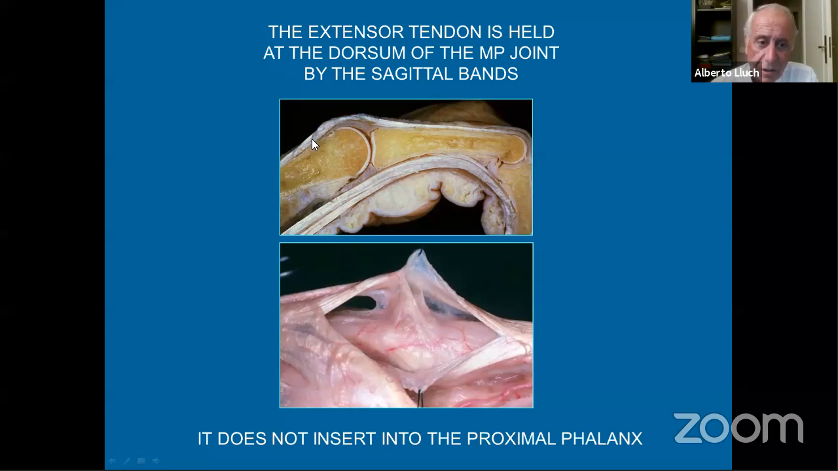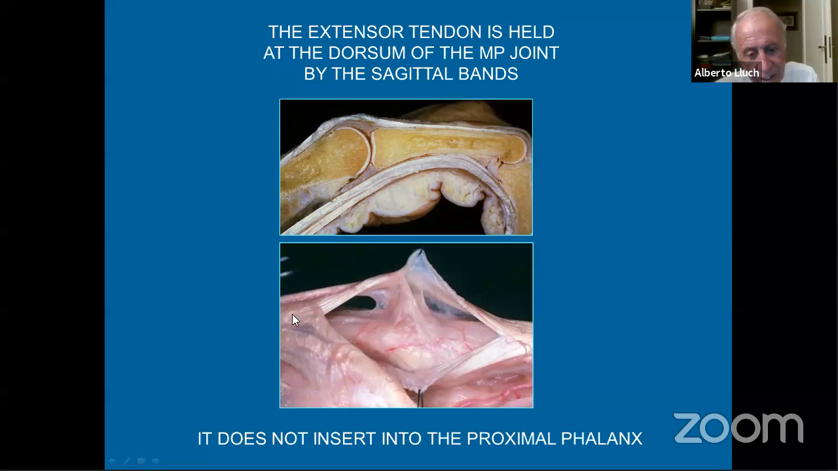The extensor tendons are held at the dorsum of the MP joint by the sagittal bands, but they do not insert into the proximal phalanx. This is the metacarpal, proximal phalanx, extensor tendon right here next to the bone. Here's the PIP joint, and here the flexor tendons, the profundus and the sublimis. Here's the volar plate of the MP joint.